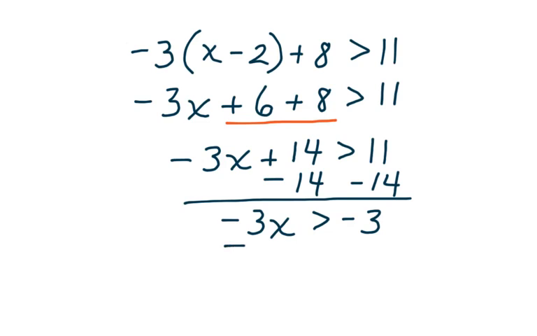Now we're going to divide both sides by a negative 3. And whenever you divide by a negative value, when you have an inequality, you have to flip the inequality symbol. Otherwise, your answer won't make sense. So let's take a look at that.